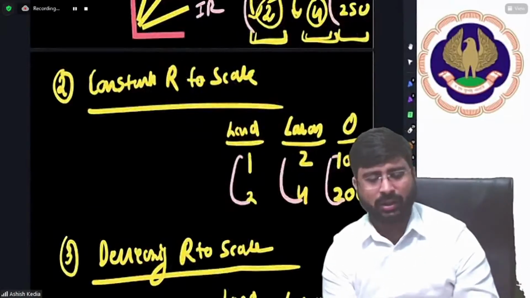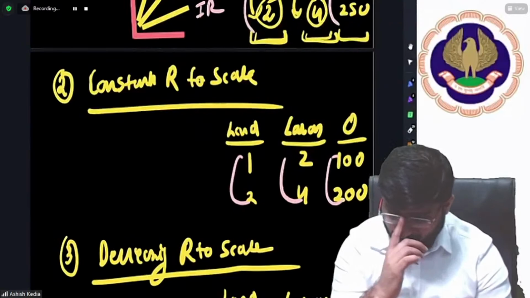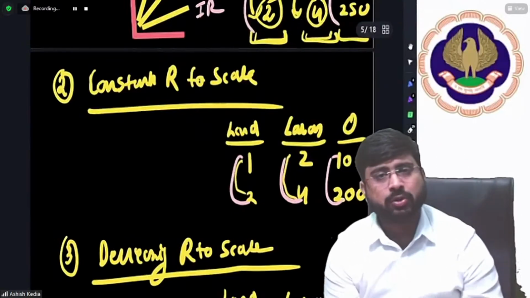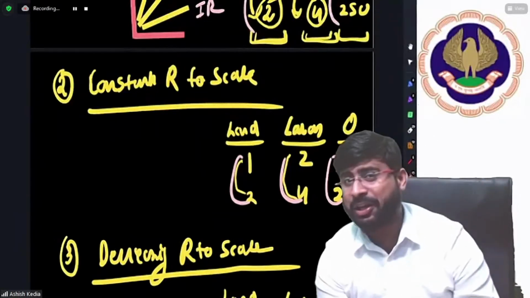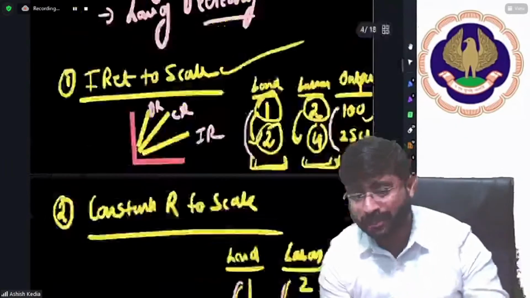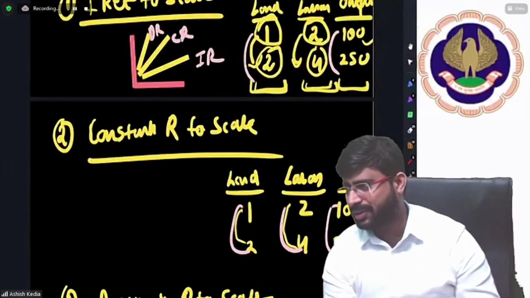Now moving on. Constant returns to scale. Here, when input is doubled, output is exactly doubled. Meaning land goes from 1 to 2, labor goes from 2 to 4. So it has doubled. Now see, output goes from 100 to 200, exactly double. If it was more than double, it would have been increasing returns to scale. But if it is exactly double, it's constant returns to scale we are talking about.